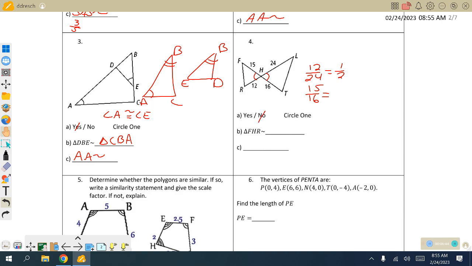So can we do a similarity statement? And can we use one of our shortcuts? So we are not similar, and tell me what failed. What failed? Sides are not proportional. Okay? So that was what we talked about yesterday.